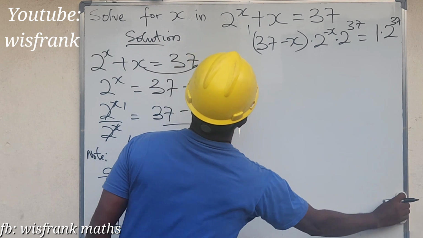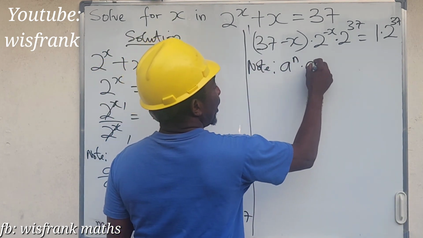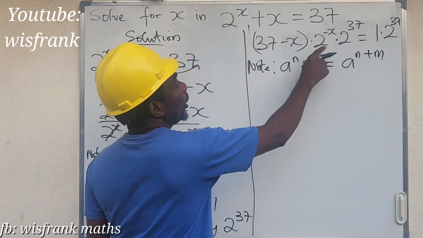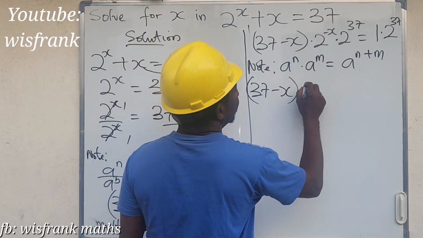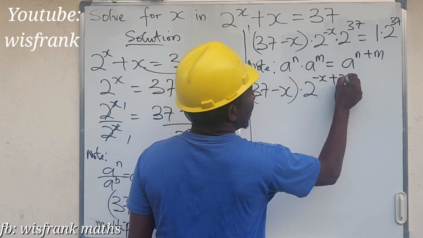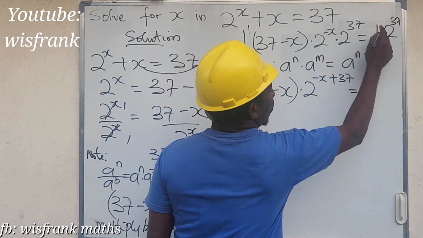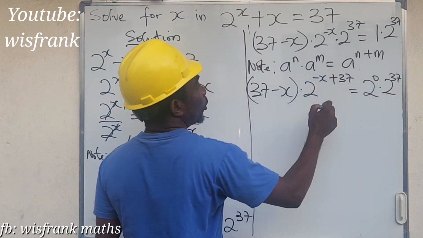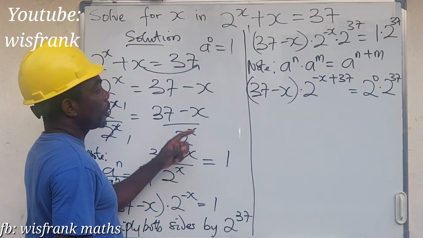Now we recall that when we have a^n times a^m, it is the same thing as a^(n+m). So here this will become (37 minus x) times 2^(-x+37), because we express it in this format, equals 2^0 times 2^37, because we know that anything raised to the power of 0 equals 1. Anything raised to the power of 0 is 1.